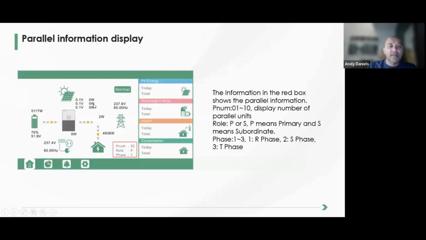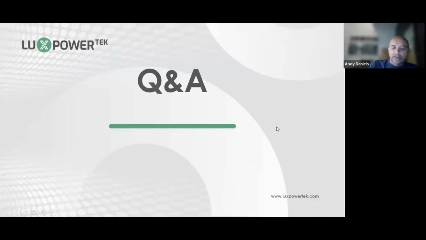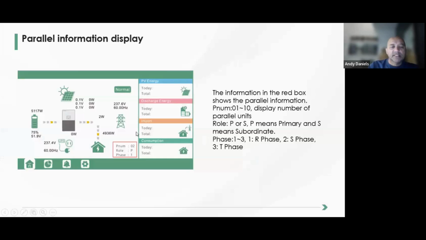Okay, so the parallel information display, you can see here, this is a typical LCD, and it will show you that the display looks like this. The information in the red box shows the parallel. Go back one. Okay, so this here shows you the parallel number. This one shows us that we've got 2 inverters here, and the inverter that you're looking at, it'll tell you what its role is, and it'll also tell you which phase it's on.